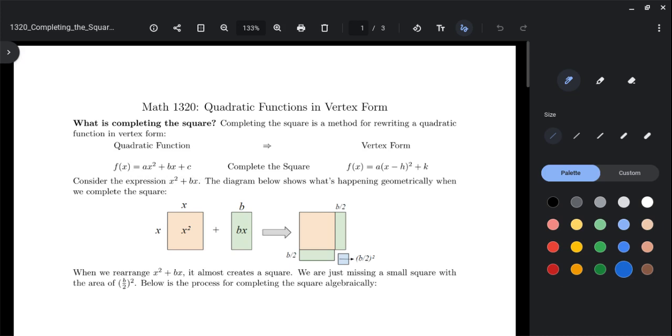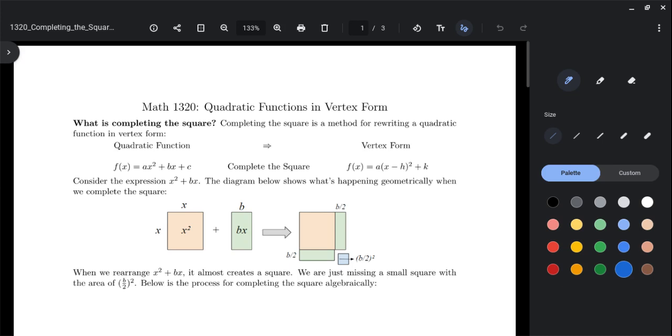But when we want to see some other properties of the graph of our quadratic function, it's nicer if we have it written in vertex form, which is here on the right-hand side. So we have f of x equals a times the quantity x minus h squared plus k. And so how do we move from the standard form on the left-hand side to the vertex form on the right-hand side? Well, we need to do something called completing the square.